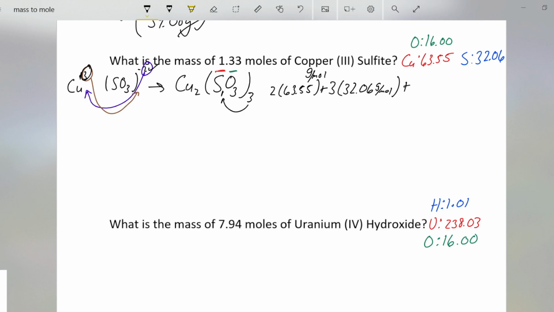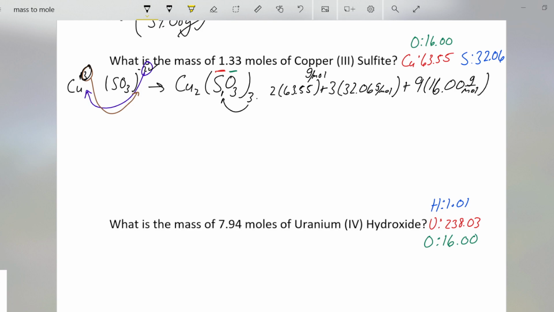And also, again, we have 3 green balls in each cup, and there are 3 cups, so we'll have 3 times 3 is 9 green balls or 9 oxygens, and we multiply each one of those 9 oxygens by that 16 grams per mole.